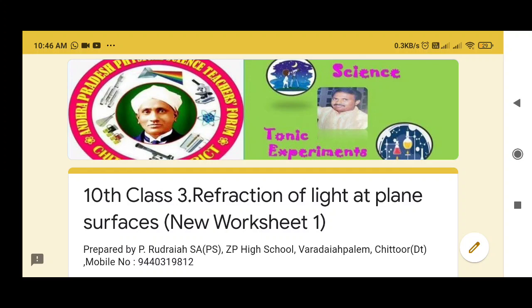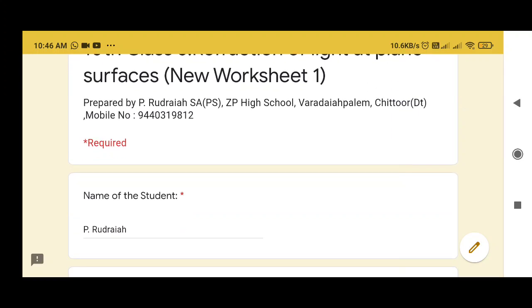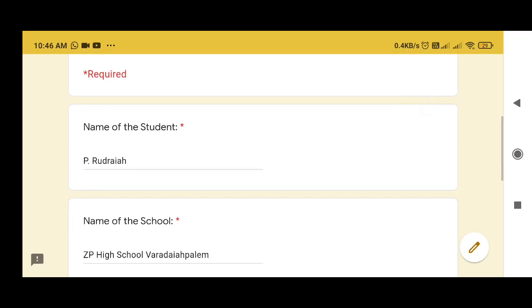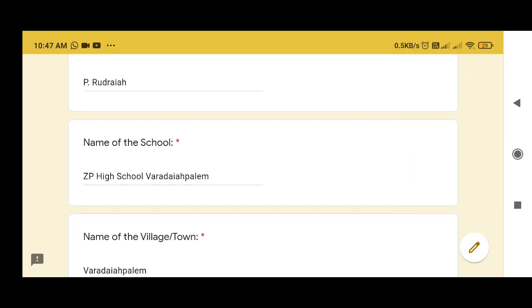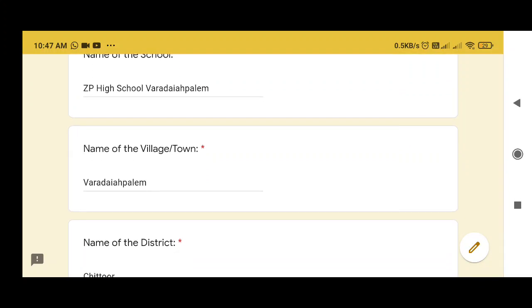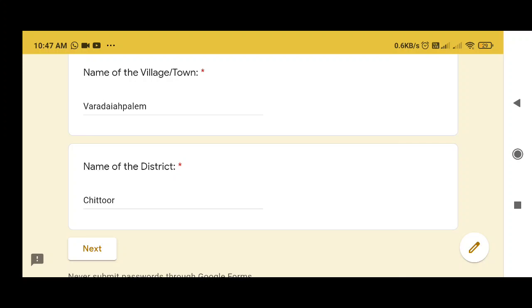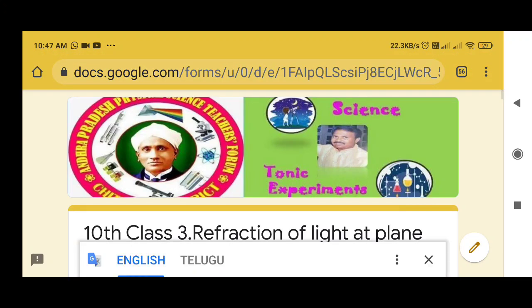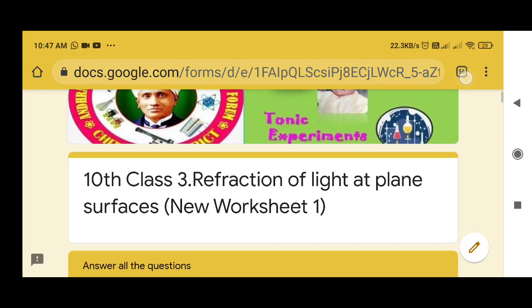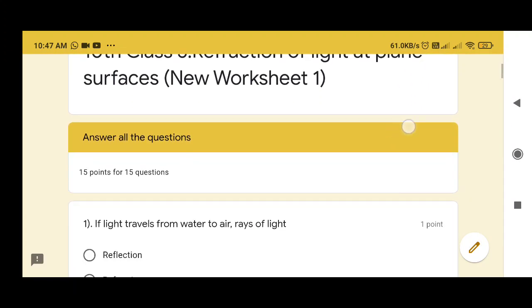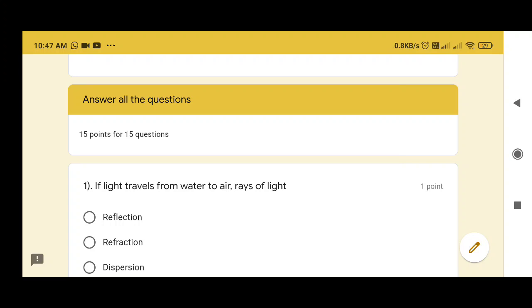Here I am doing the Refraction of Light, plane surfaces, worksheet 1. Look here. Write the name of the student, the name of the school, the village or town name, and the district. After filling all these columns, go to next. It will appear like this. Here the questions will be displayed. Answer all the questions. 15 points for 15 questions.